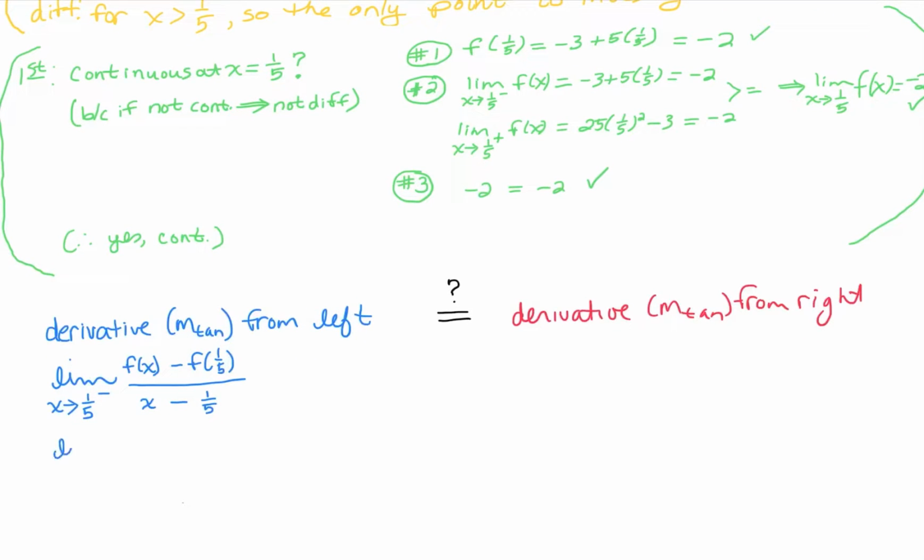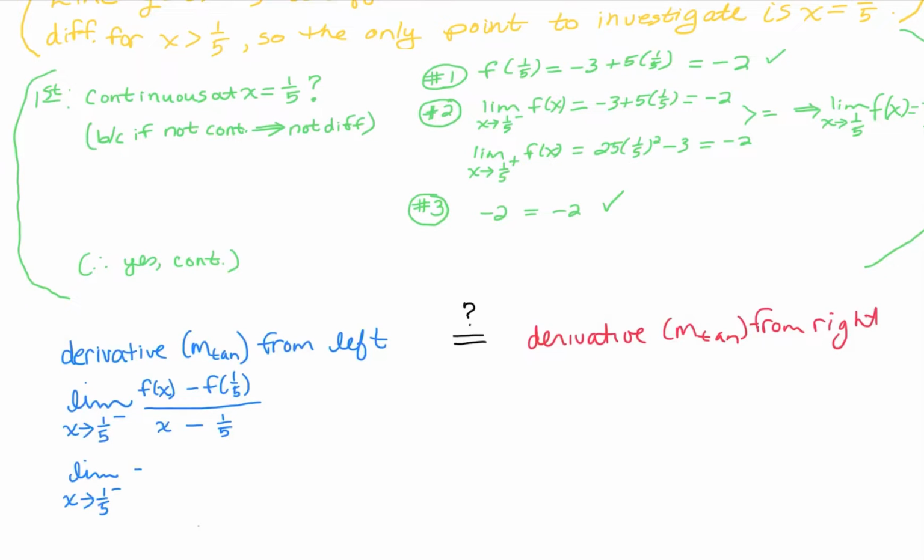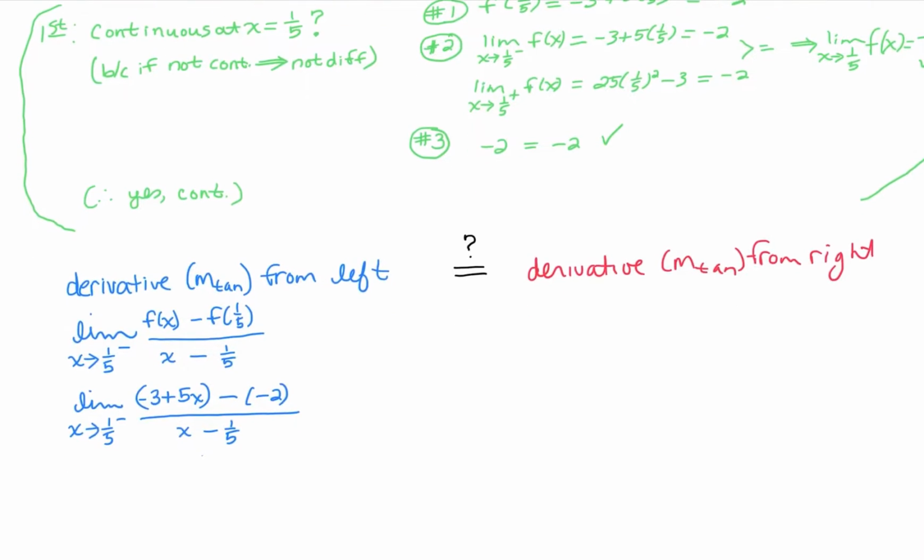All right, well, from the left, if you scroll back up and look at your piecewise function there, this is the line, -3 plus 5x. So the f of x from the left is -3 plus 5x minus f of 1/5 subbed into that. We've already done that arithmetic. That's -2, all divided by x minus 1/5. So this is going to give us our limit as x approaches 1/5 from the left. Looks like in the numerator, we'll end up with 5x minus 3, plus 2, so minus 1, over x minus 1/5.